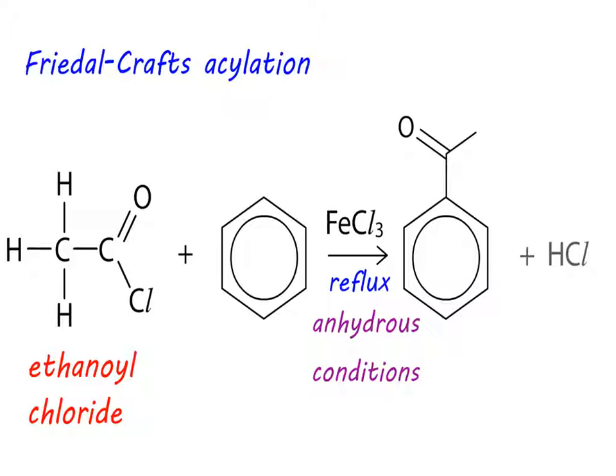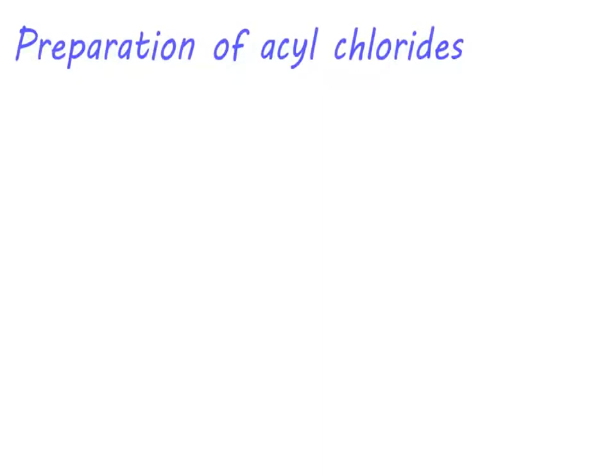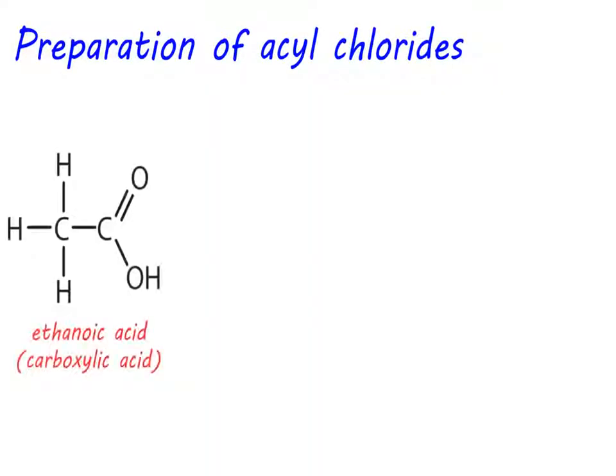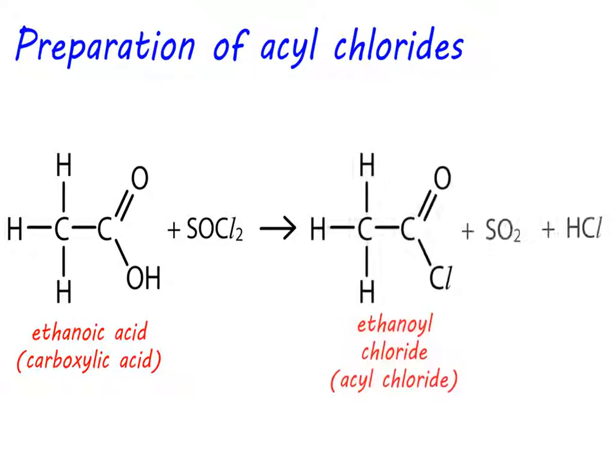We came across acyl halides when we were working on aromatic compounds, with acylation of the benzene ring with an acyl halide using a halogen carrier in Friedel-Crafts reactions. Acyl chlorides can be made by reacting the carboxylic acid with a compound called thionyl chloride, SOCl2, where sulfur dioxide and hydrogen chloride gases are produced.